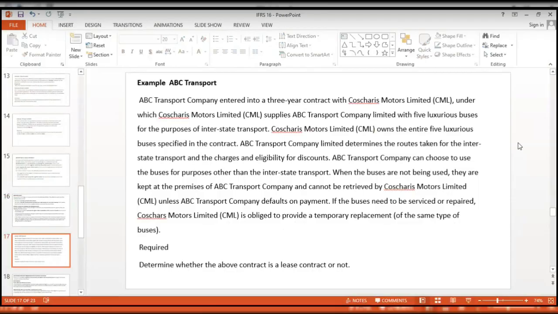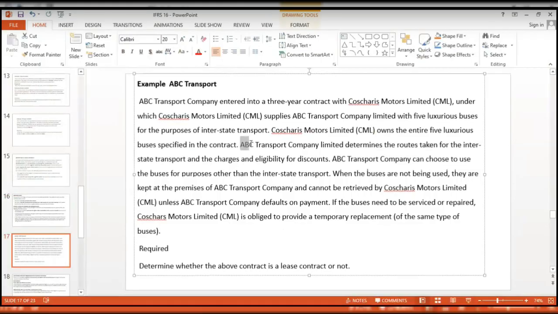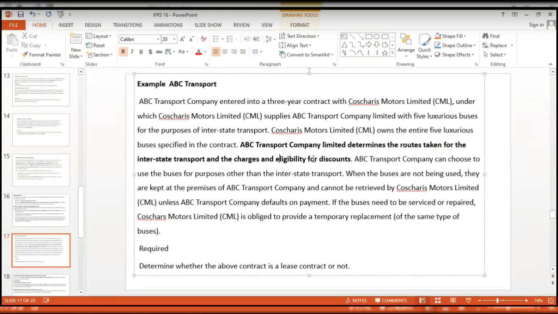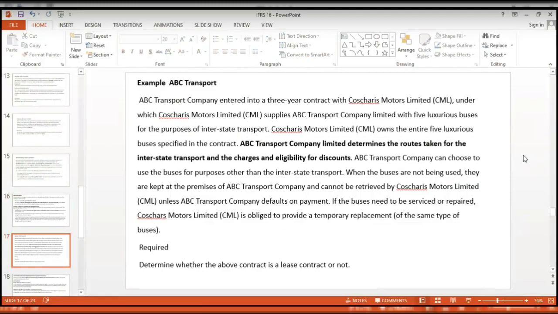You can see it was owned by Cash Carries Motors Limited, but ABC Limited is the one who determines the route the buses must travel, the charges and the discount he gives to his customer. If Cash Carries is the one determining, okay, these buses must go from Lagos to Abuja, you can't use it from Lagos to Port Harcourt, then it will be an agent and owner arrangement. ABC Transport Limited would be an agent if the rights and the control remain with the owner of the property. But the right and control conveys to ABC Limited to decide where to travel and how much to charge.